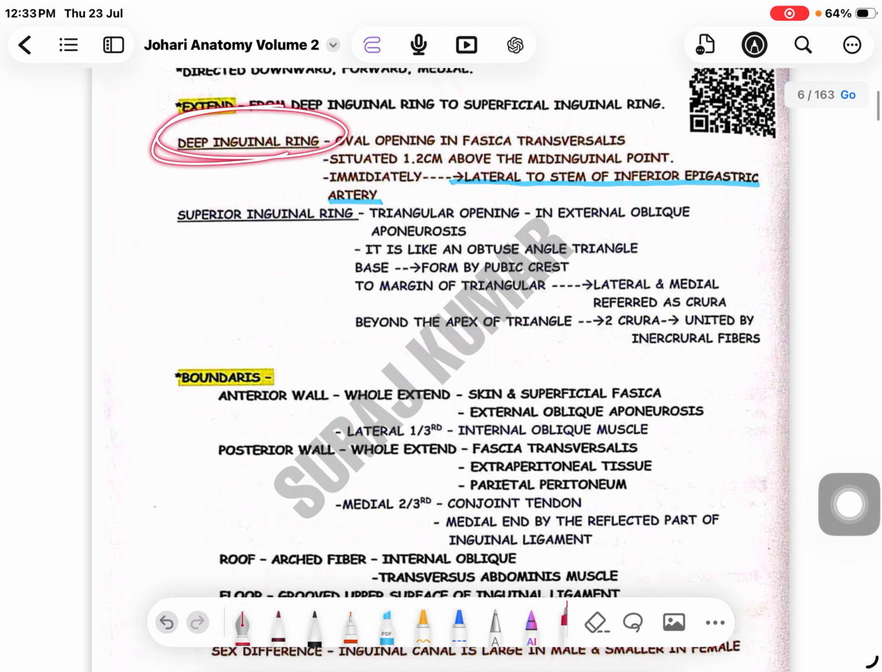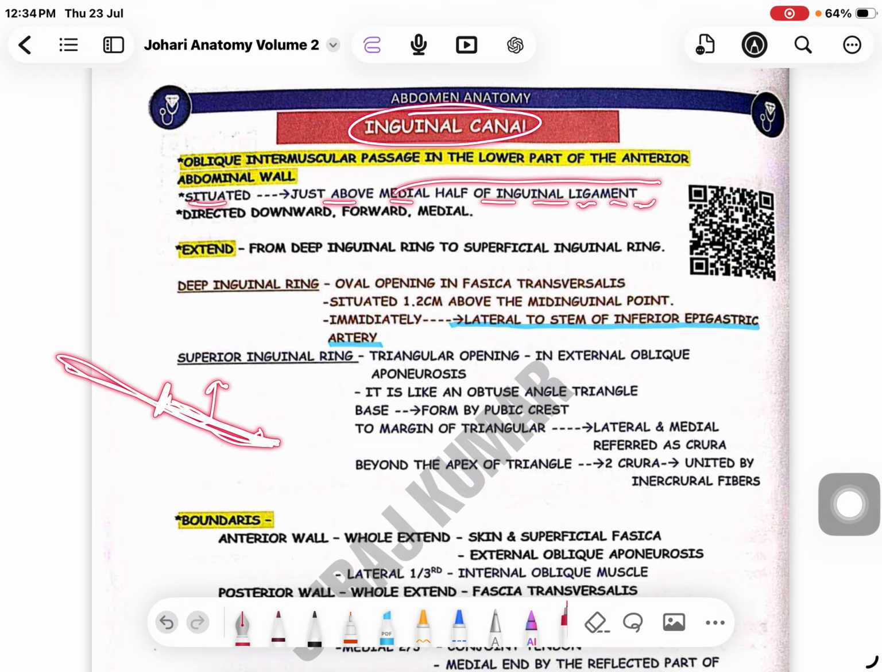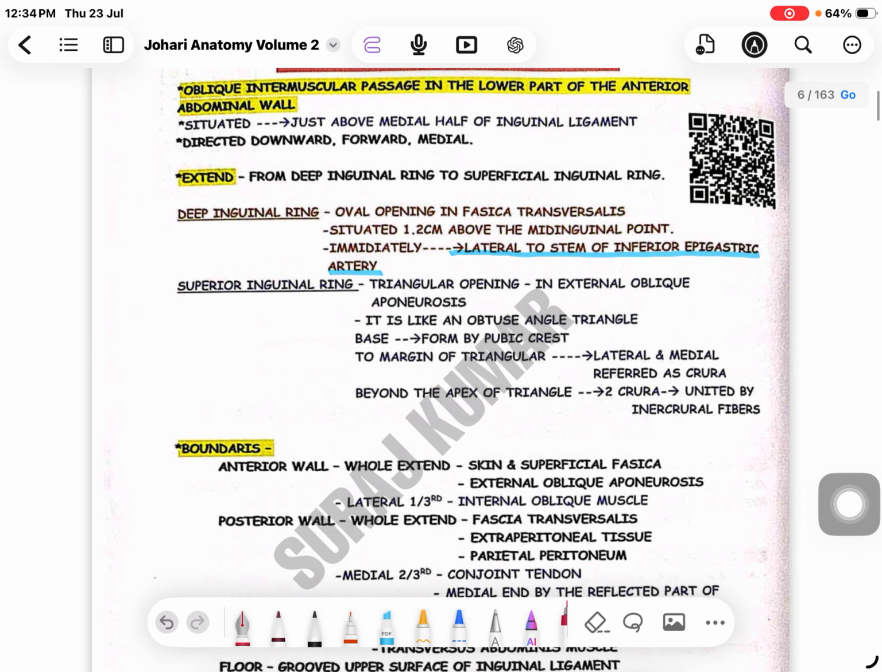For the deep inguinal ring, remember that it is 1.25 centimeters above the mid-inguinal point. Here we said that the inguinal canal is situated just above the medial half of the inguinal ligament. So we have the full inguinal ligament, and its medial half is where the canal is situated just above, while the deep inguinal ring is situated 1.2 centimeters above the mid-inguinal point.